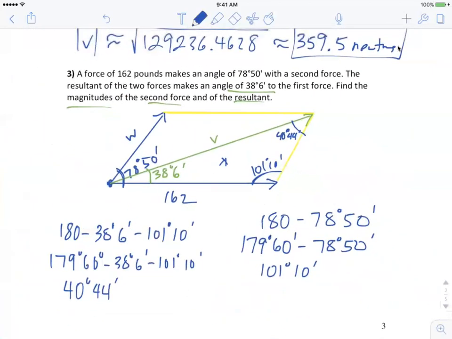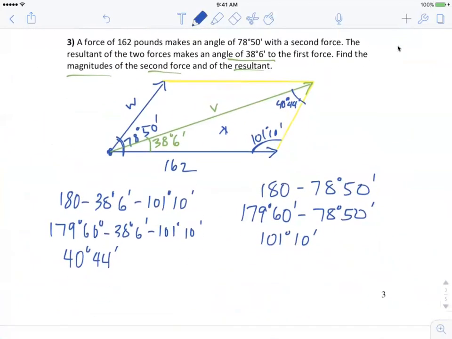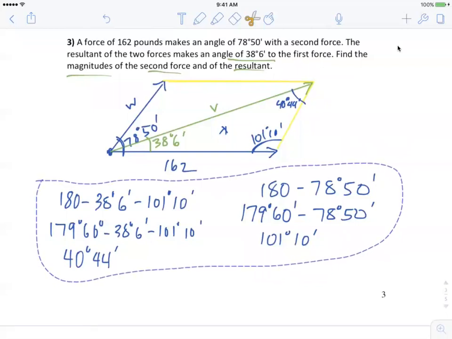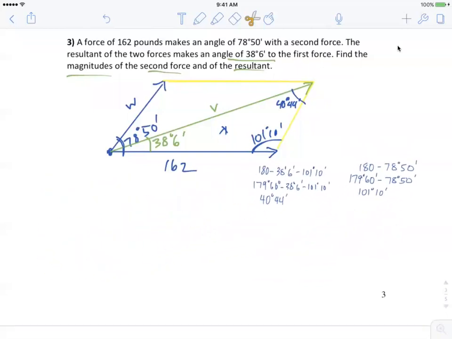Okay, so we got the picture right. It takes a little work to get that picture right, but once you have that, then you're in good shape. Okay, so that was a lot of little scratch work to get those angles. Let's kind of shrink that down and get some more room.